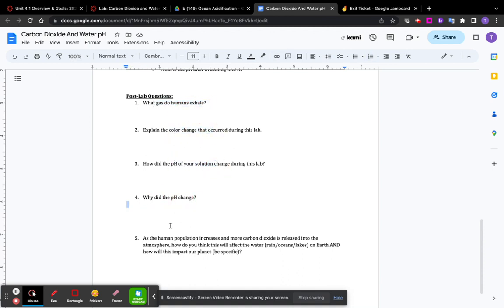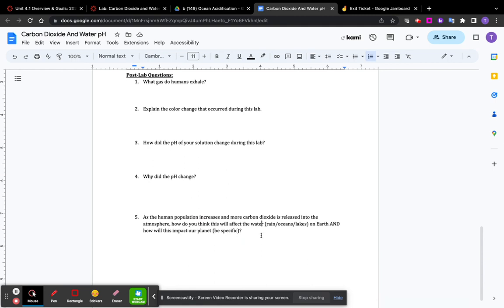These are simple, straightforward questions. When it comes to number 5, don't just say, oh, this is what happens, that's it. Tell me, if the pH of the water changes, how does it change? Does it become more basic or more acidic? What would that mean if we had more acidic or more basic rain? What would that mean if we had more acidic or basic oceans or lakes? How would that affect the earth, people, every organism out there? Be very specific. Think about it. And as always, if you need help, just raise your hand.